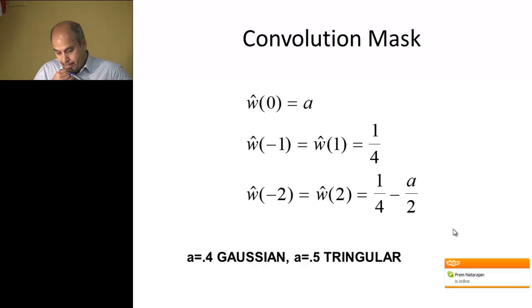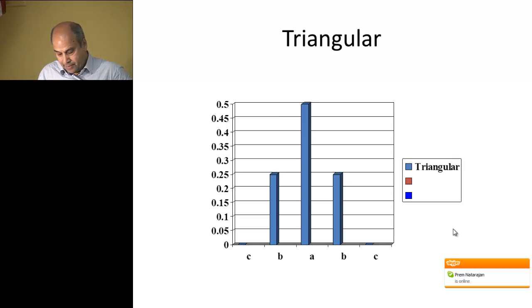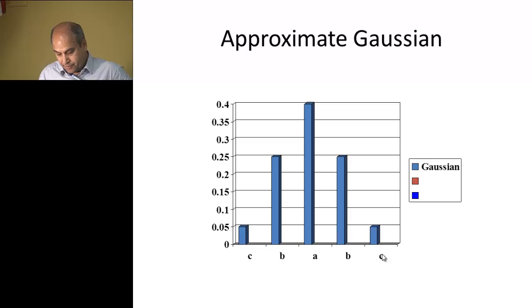And if a is 0.5, it will look like a triangular. So this is a triangular kind of mask. So it's 0, then like this and like that. So a will be this much, and b is 0.4, and c will become a small number, 0. And if it is Gaussian, then we will have these values and it looks like a Gaussian, as you have been looking at.